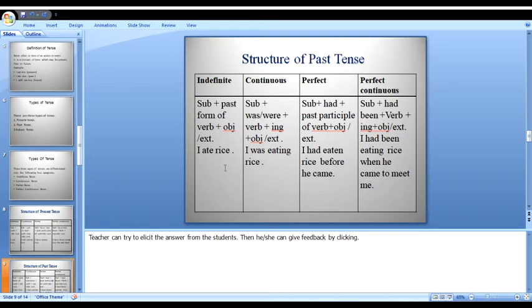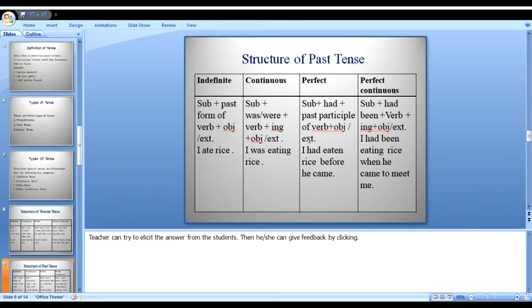Then come to past continuous tense. When do you use past continuous tense? Past continuous tense is used to refer to an action which continued for some time in the past, and the structure will be subject plus was or were plus verb plus ing plus object or extension. So we can say as the example that I was eating rice.